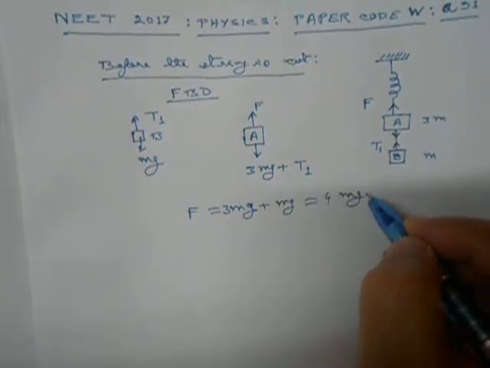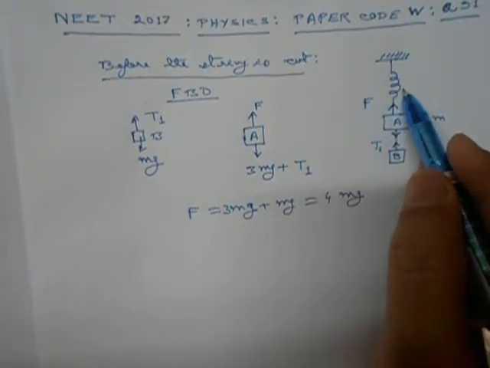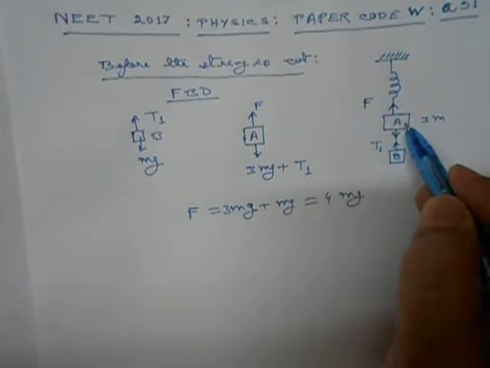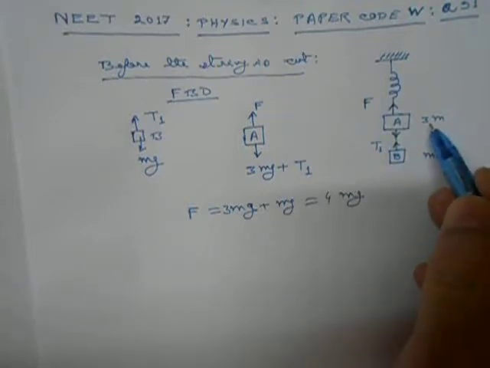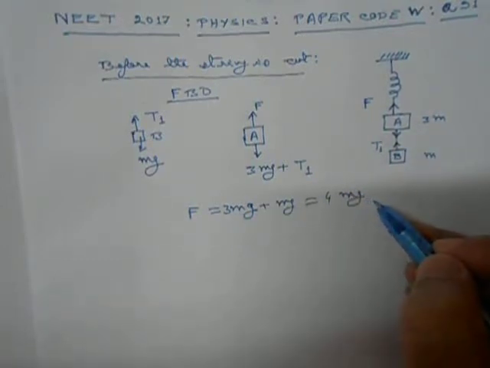We could have arrived at it straight away like this. This spring is taking the weight of both A and B. Their combined weight is 3 plus 1, so 4 mg. So F is equal to 4 mg.